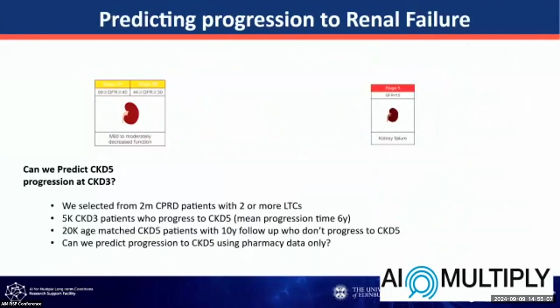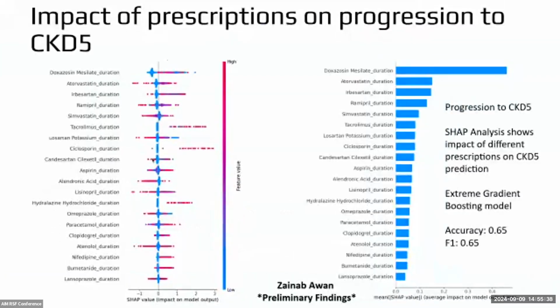So we're trying to predict here progression from CKD3, which is middle range of kidney failure, towards CKD5, which is complete kidney failure. So we identified 5,000 patients that had kidney failure and 20,000 patients that had CKD3. And we looked at what pharmacy was predicting that progression to kidney failure. So we used a gradient boosting model here, and we've ranked all the medicines that affected kidney failure. So we can see drugs that are used for renal transplant coming out quite near the top.